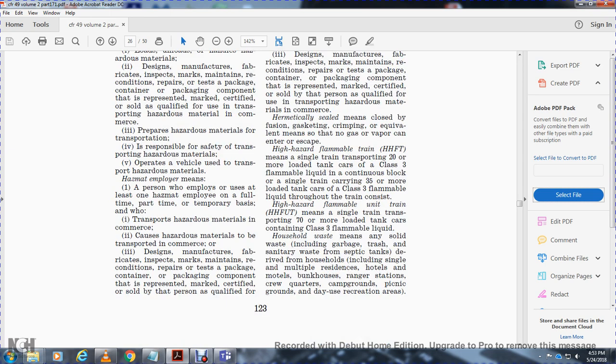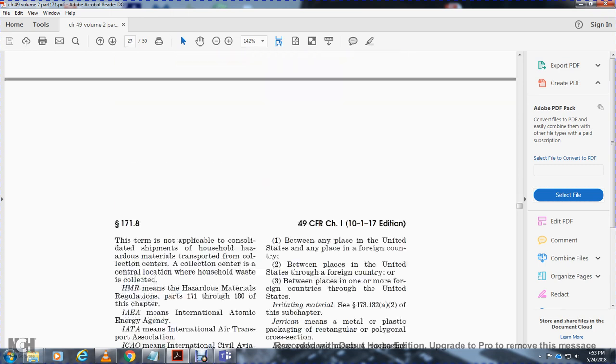Household waste means any solid waste, including garbage, trash, and sanitary waste in septic tanks, that is derived from households, including single and multiple residences, hotels and motels, bunkhouses, ranger stations, crew quarters, campgrounds, picnic grounds, and day-use recreation areas. The term does not apply to a consolidated shipment of household hazardous material transported to a collection center, which is a central location where household waste is collected.